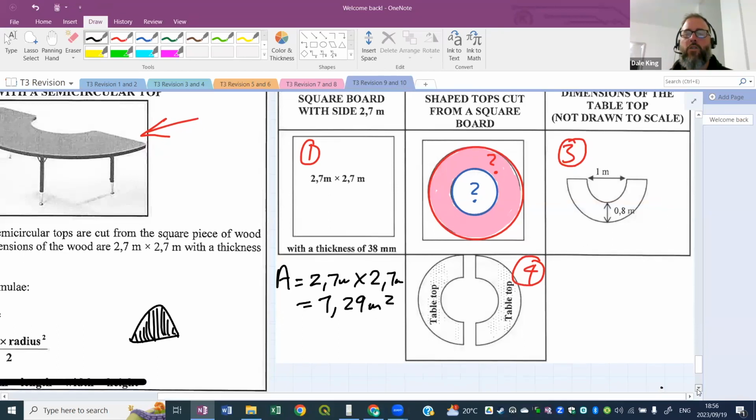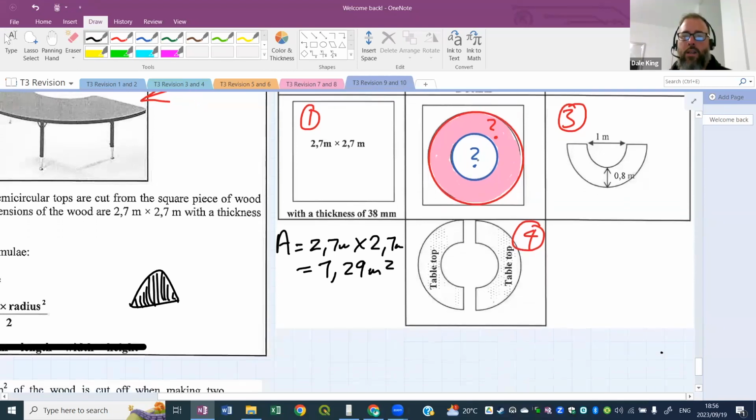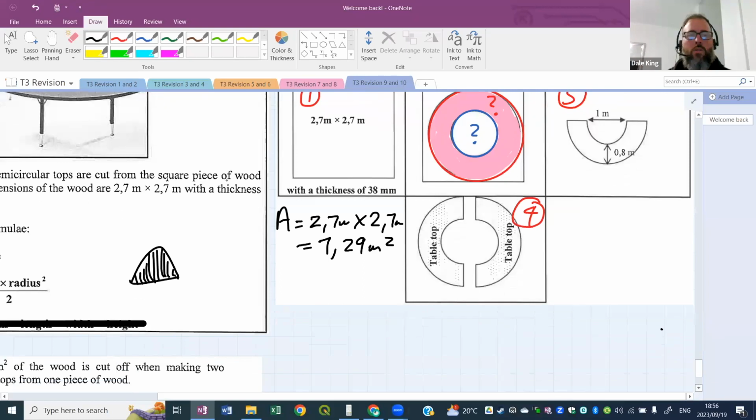Okay, so we don't want to cut out the middle part. We just want to remove the pink. So I suggest we work out the area of the middle part and keep that aside, and then work out the big pink one as if it was a hole. We've got to remove the middle one from that. So I suggest we work out the big circle. I'll say area of big circle, and we're going to use pi r squared.